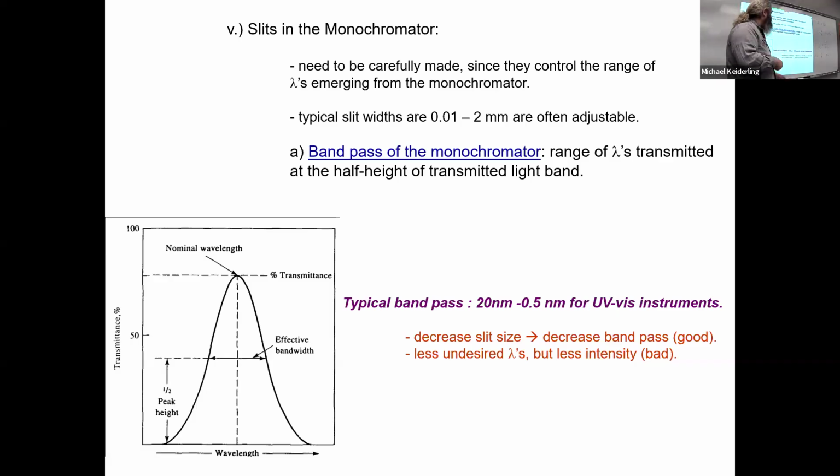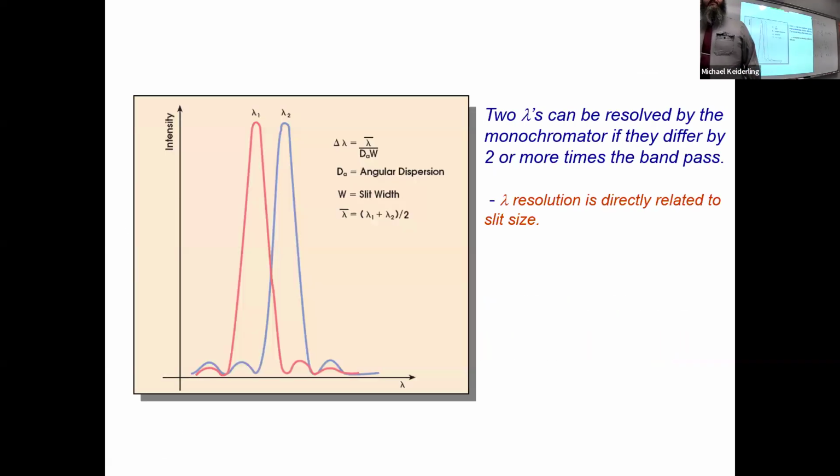If you decrease the slit size, that decreases the bandpass, which is good, because you have less undesired wavelength, but you also have less intensity, which is bad. So it's a constant trade-off. Two wavelengths can be resolved by the monochromator if they differ by 2 or more times the bandpass. So the resolution is directly related to slit size.